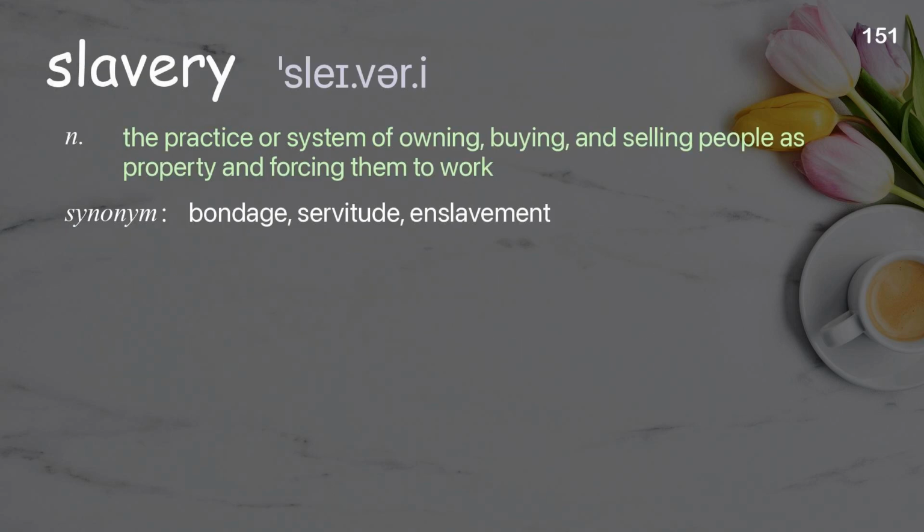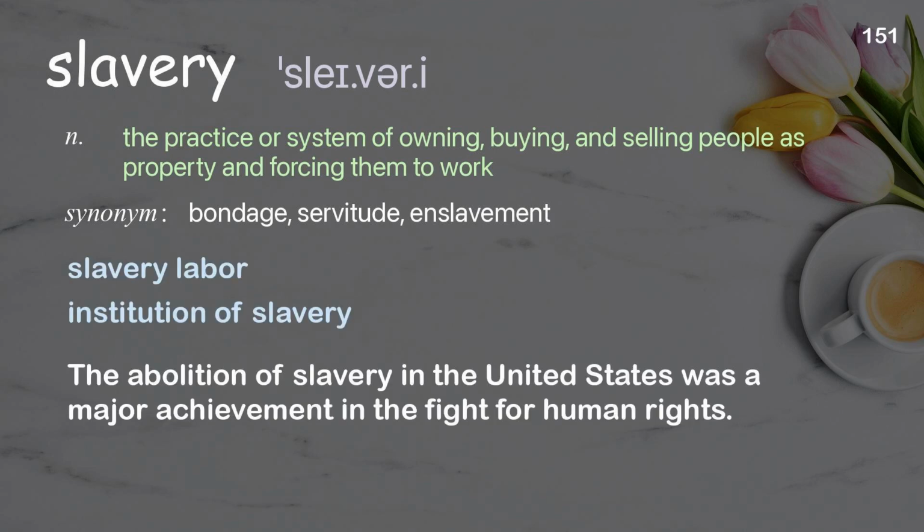Slavery. The practice or system of owning, buying, and selling people as property and forcing them to work. Examples: Slavery labor. Institution of slavery. The abolition of slavery in the United States was a major achievement in the fight for human rights.